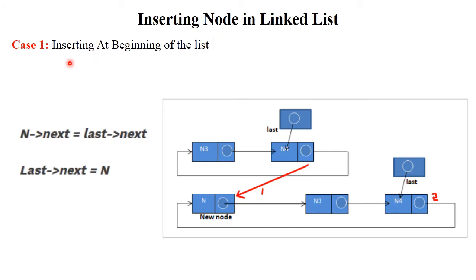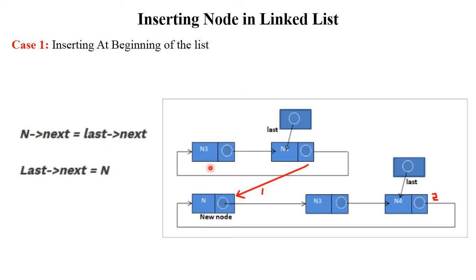And the first case is inserting at the beginning of the linked list. Now see here. This is the first diagram or initial diagram. There are two nodes present, N3 and N4. Right? Now, you have to add this new node at the beginning of the list. Then how to perform? See, there are only two steps and think logically. Okay? So you have to put this N node here.